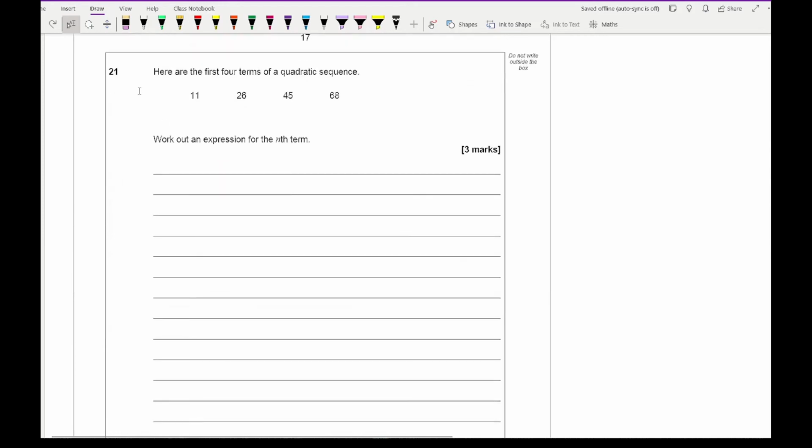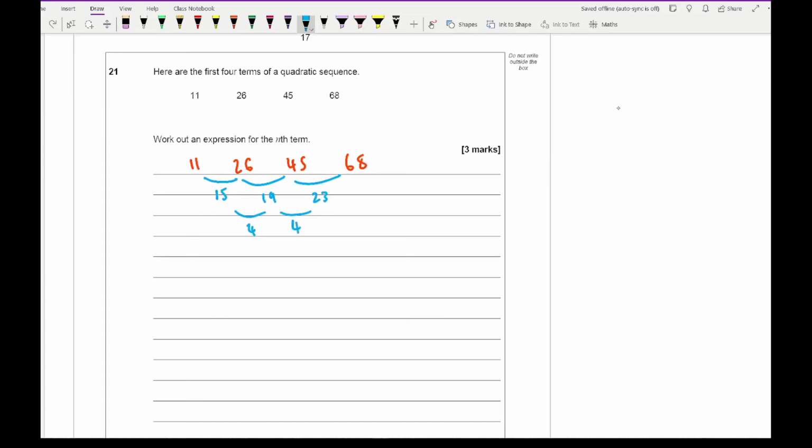Now moving on to question 21, it says here are the first four terms of a quadratic sequence, work out the expression for the nth term. So for this, I need to work out the double difference between these numbers. Here the difference between 11 and 26 is 15. The difference here is 19. Then it's going to be 23. So the double difference is 4.